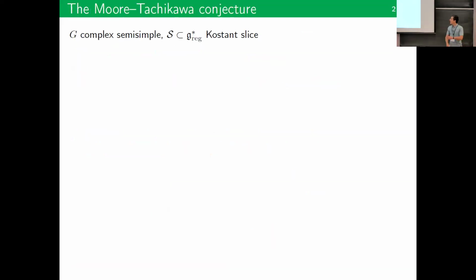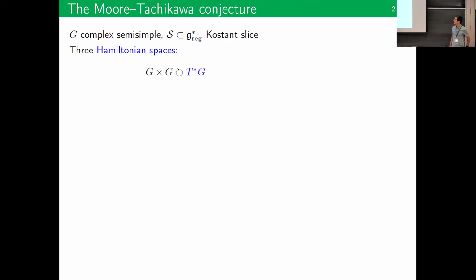So first of all, let me explain what this Moore-Tachikawa conjecture is. The basic ingredient is a complex semi-simple group G, and S is the slice from the slide before, the global slice for the coadjoint action on regular points. There are 3 Hamiltonian spaces that we can immediately associate to that data. The first one just depends on the group G.